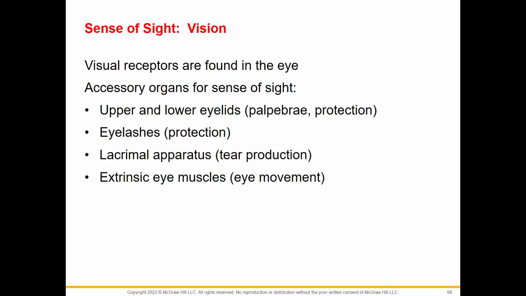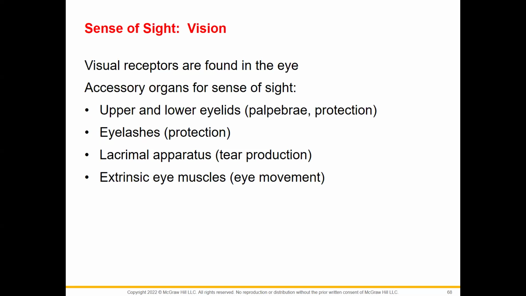Welcome back to chapter 5, where we are talking about the nervous system senses. This video, we will start with talking about the sense of sight or vision. Visual receptors are found inside the eye.